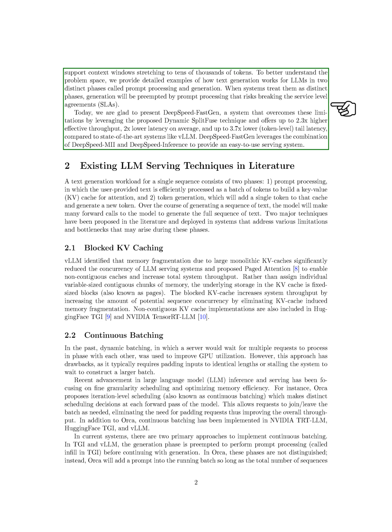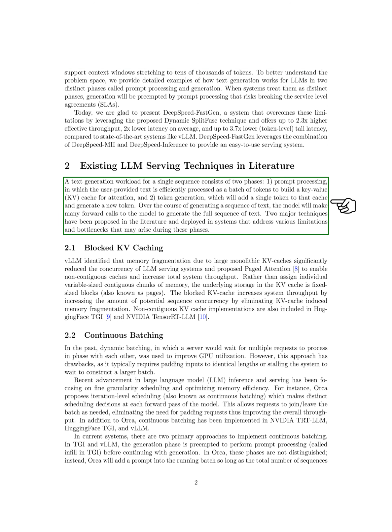DeepSpeed-FastGen combines the strengths of DeepSpeed-MII and DeepSpeed-Inference to provide a user-friendly serving system. Now, let's take a closer look at how text generation works. It involves two phases: prompt processing, where the user's text is converted into a batch of tokens to build a key value cache for attention, and token generation, where a single token is added to the cache and a new token is generated. As the text sequence is generated, the model makes multiple forward calls to generate the full text sequence. Two main techniques have been proposed to address potential issues during these phases.